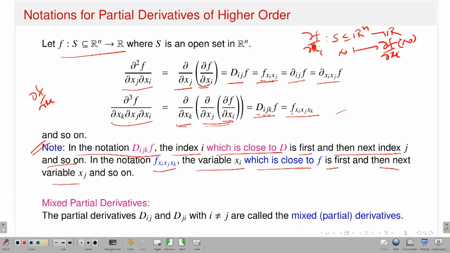If you go for the third one, then you have to perform the partial derivative with respect to the third variable, but of the function del 2f del xi del xj. So, that is how the sequence goes.